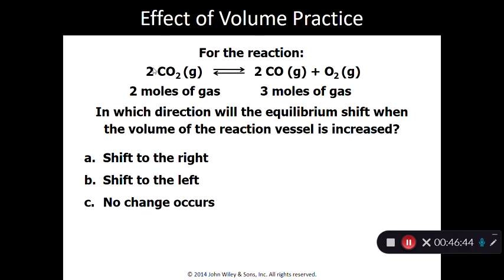How about this one? We are going to increase the volume. We are going to make a bigger container. So more gases on the right side. So shift to the right.